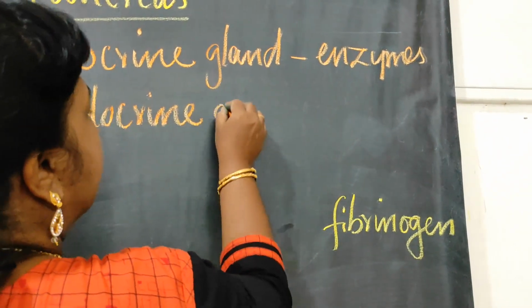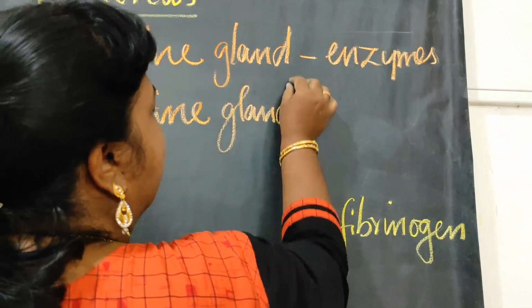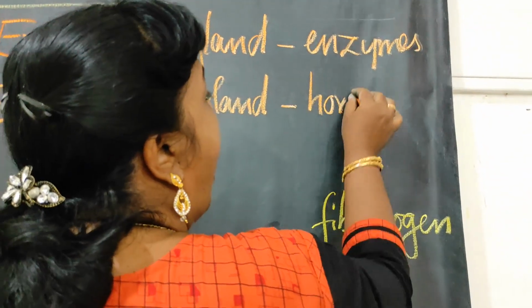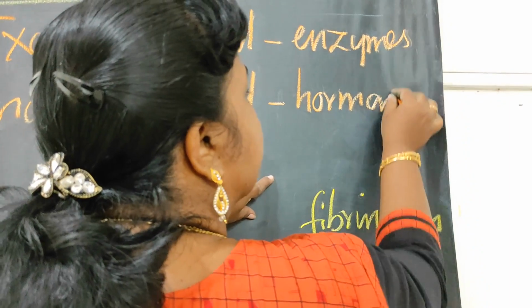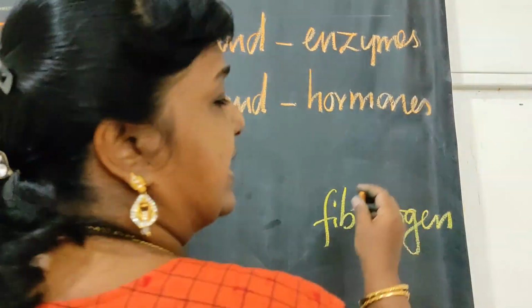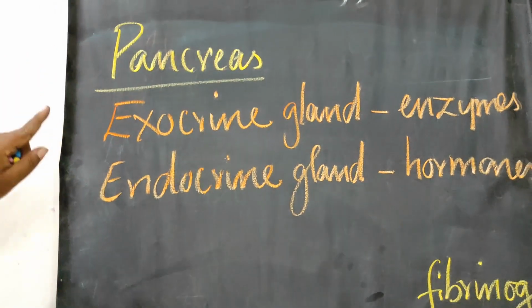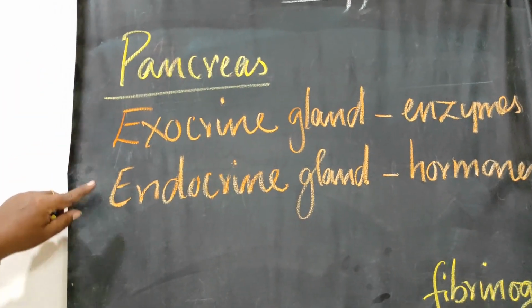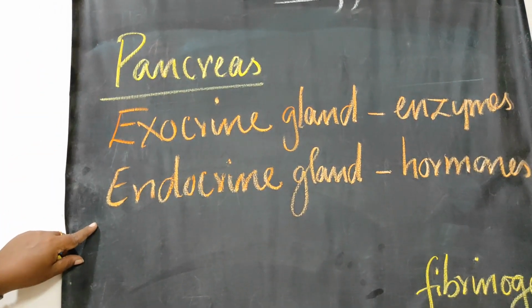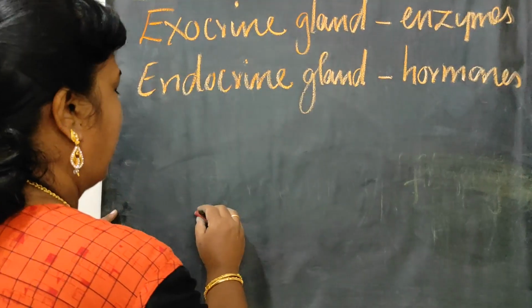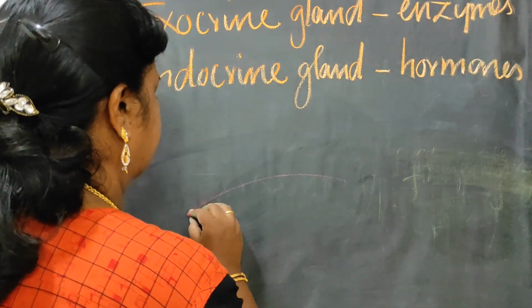Next, endocrine gland. Endocrine glands are ductless glands and they secrete hormones, like thyroxine, insulin, etc. So the pancreas alone acts as an exocrine gland and an endocrine gland. Now, the pancreas is a leaf-like structure.